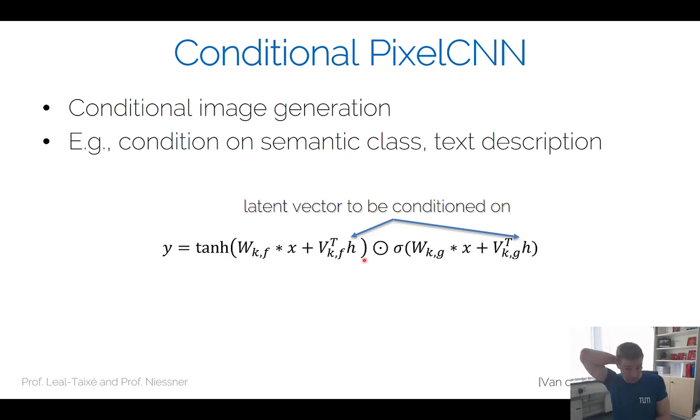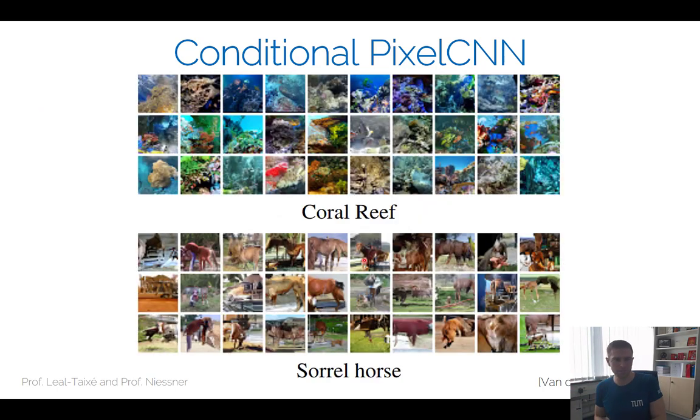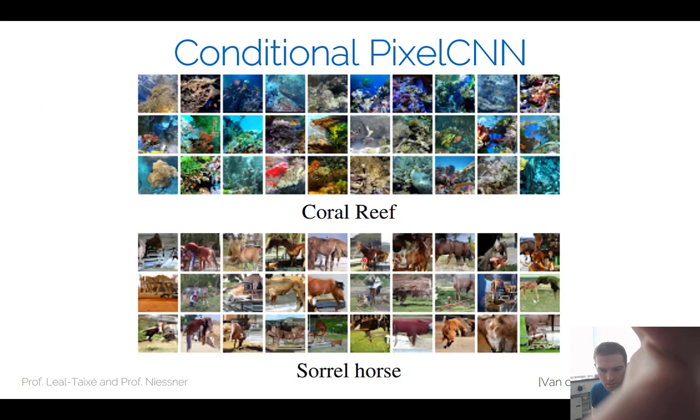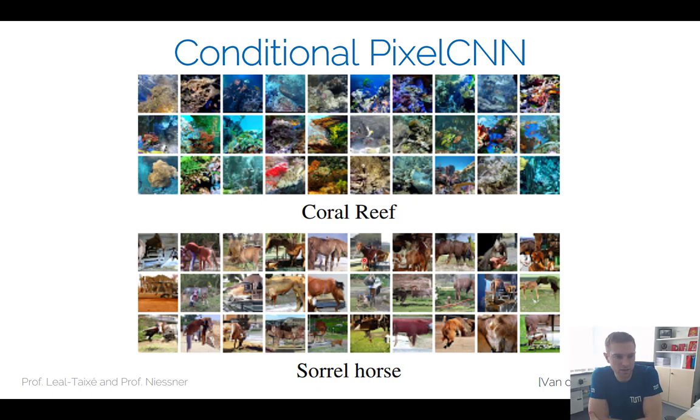Okay, if we are running this model, we're getting results that look like these ones. So this one is on coral reefs and horses. You see you're getting realistic images as output. You have these horses, they look like horses. If you're looking closely, you will see the resolution is not so high. But again, you have to make a fair comparison here. This is a model that was trained in 2016. It's already quite some time ago.